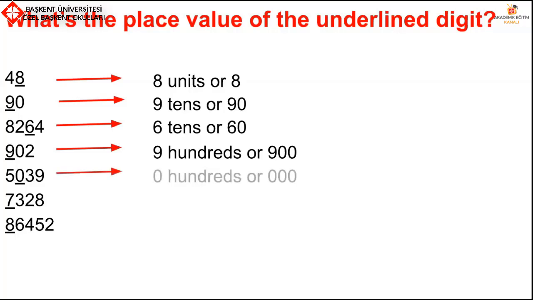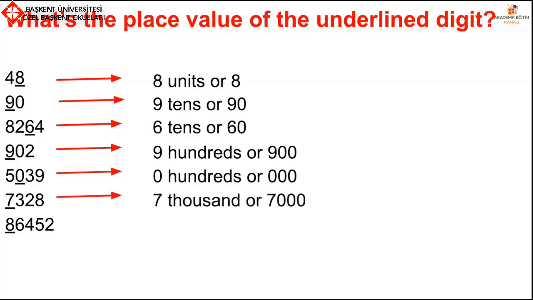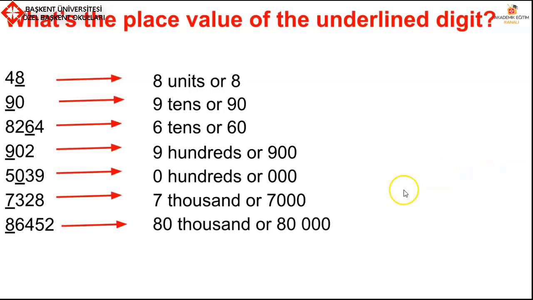5,039. 0 thousands or 0. 7,328. 7 thousands or 7,000. And the last one, 86,452. 80,000.